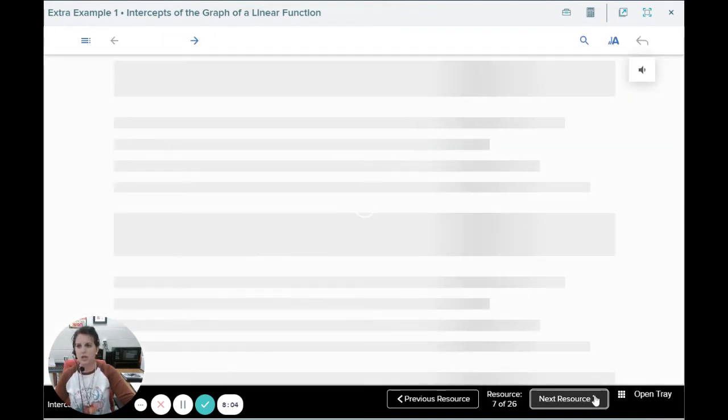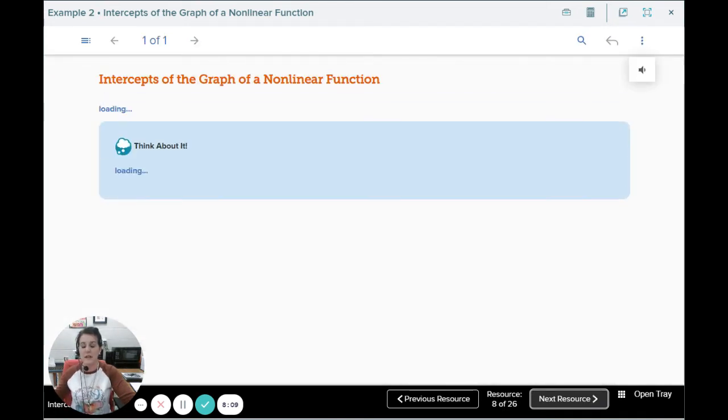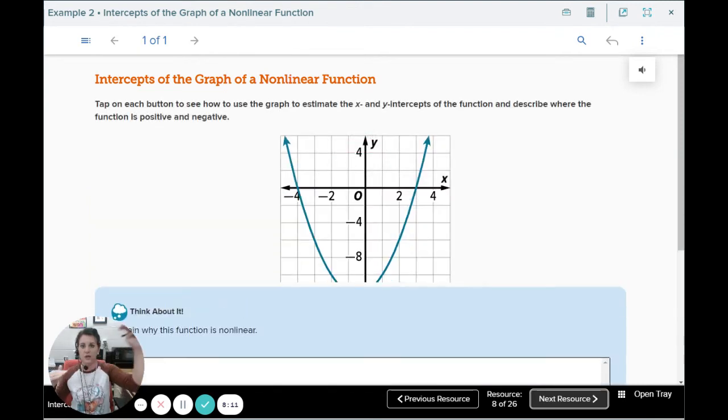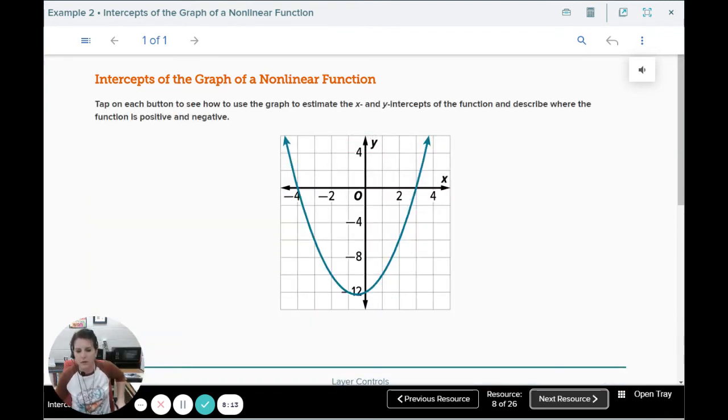All right, so let's try example 2. Intercepts of the graph of a nonlinear function. So that one was just a straight line, and we were looking at the intercepts. This one is a nonlinear function, so it's not a line, it's a curve. This is called a parabola. So with our parabola, we want to look at what are the intercepts. Where does it cross the x-axis? Where does it cross the y-axis?